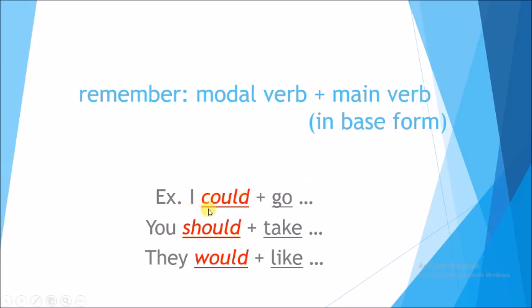Example, I could go. So could is a modal verb followed by the main verb, which in this case is go. And the sentence can continue. You should take. They would like.